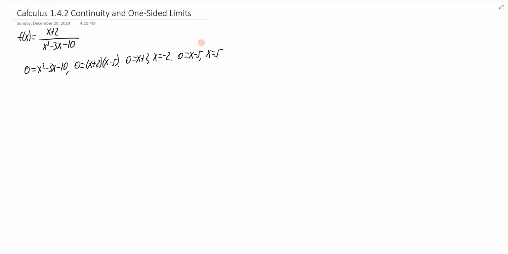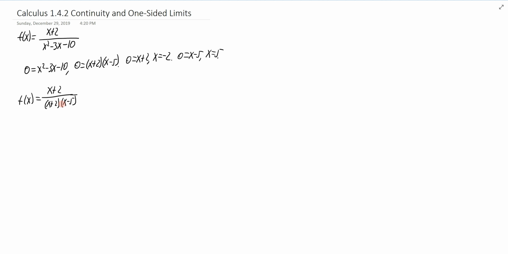The first is we can look and see if there are holes present, if at one of these values there is a hole. The way that you determine if there is a hole is we're going to try and reduce this original function. So this function really is just f of x equals x plus 2 all over x plus 2 times x minus 5. The reason I know that this is a factor of the denominator is we just did that previously. x plus 2 times x minus 5 gives us x squared minus 3x minus 10, so we just factored it down.